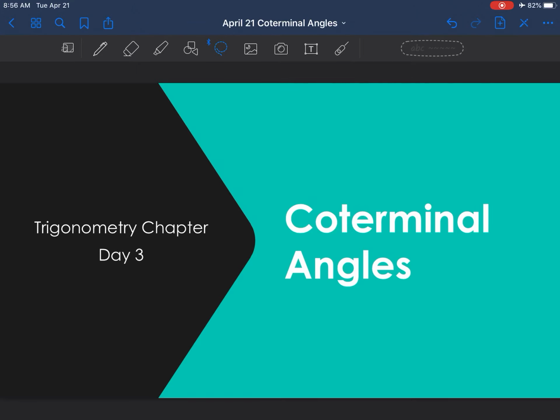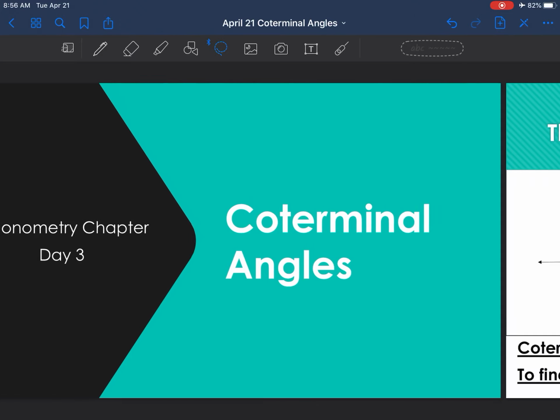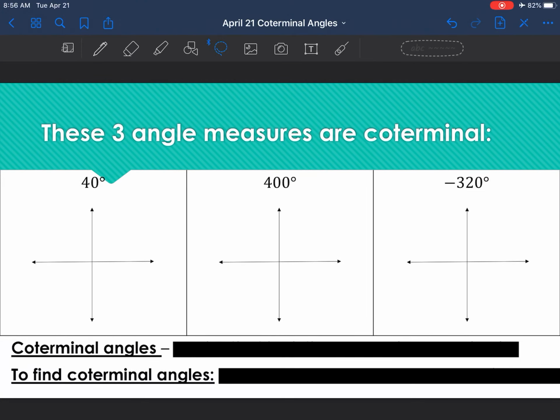Anyways, so continuing the trig chapter, day 3, we're going to do what's called coterminal angles. But rather than just tell you what coterminal angles are, it's easier if you just have a visual. So I have on this slide 3 degree measures, so 40 degrees, 400 degrees, and negative 320 degrees. At first glance, nothing really seems special about them. They're just random degree measures. But here is why these 3 angles are considered what's called coterminal.